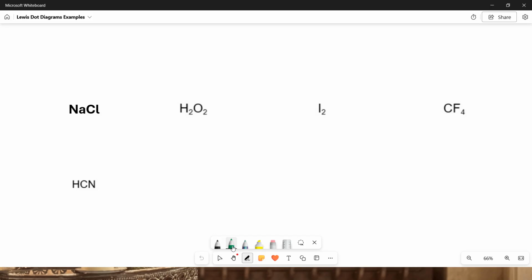Hi Chem Peeps. This is video number 3 with examples of drawing Lewis dot diagrams. Let's start with the first example that I have right here.